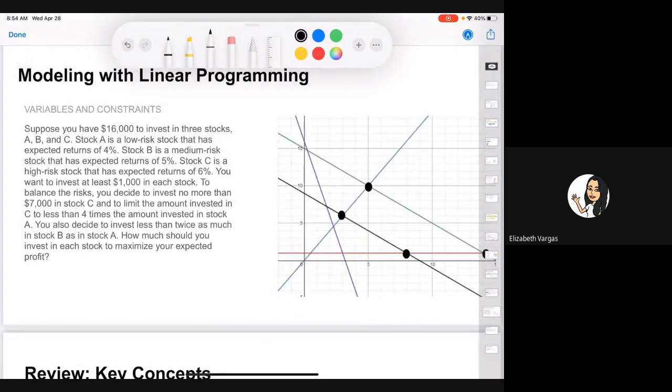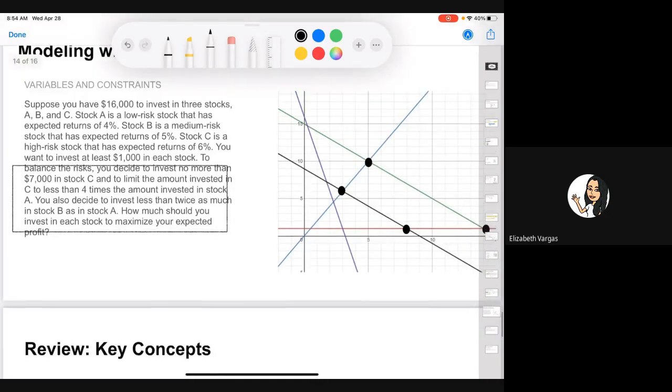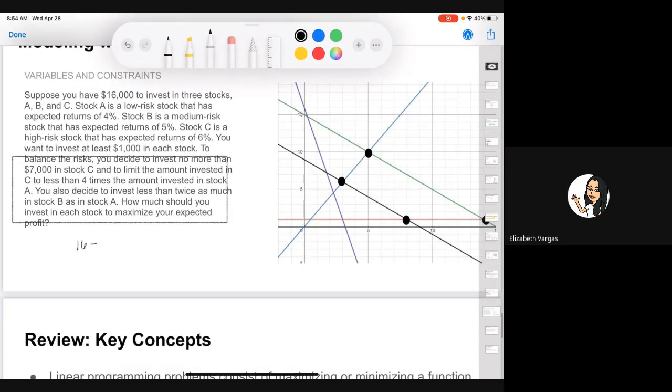And I have a little bit more constraints to deal with. So I've basically dealt with most of these constraints, but I haven't dealt with this set of constraints. And so I want to go ahead and deal with those. I've created most of my constraints, but I still have more to do before I go ahead and graph this. The first one says, you decide to invest no more than 7,000 in stock C. So stock C, we know is represented by 16 minus X minus Y. We want no more than 7. So it can be greater than or equal to 7.